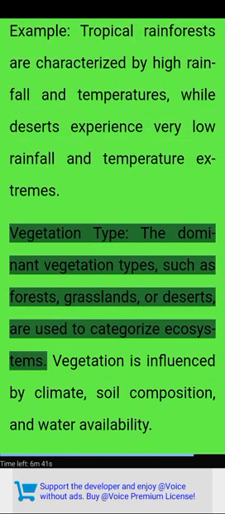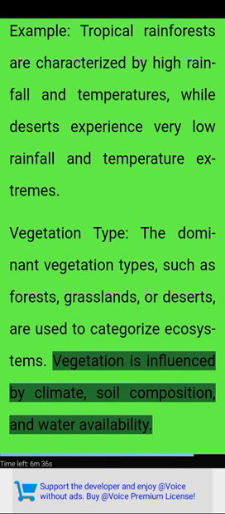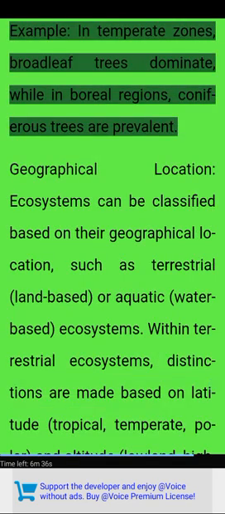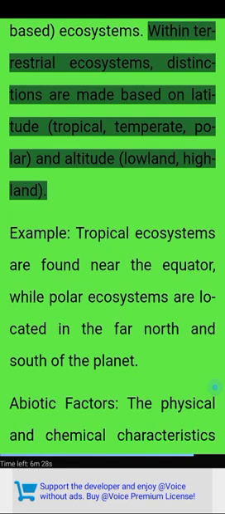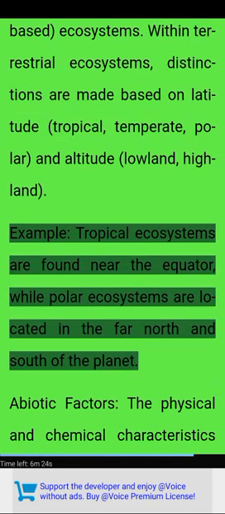Vegetation type. The dominant vegetation types, such as forests, grasslands, or deserts, are used to categorize ecosystems. Vegetation is influenced by climate, soil composition, and water availability. Example, in temperate zones, broadleaf trees dominate, while in boreal regions, coniferous trees are prevalent. Geographical location. Ecosystems can be classified based on their geographical location, such as terrestrial land-based or aquatic water-based ecosystems. Within terrestrial ecosystems, distinctions are made based on latitude, tropical, temperate, polar, and altitude, lowland, highland. Example, tropical ecosystems are found near the equator, while polar ecosystems are located in the far north and south of the planet.